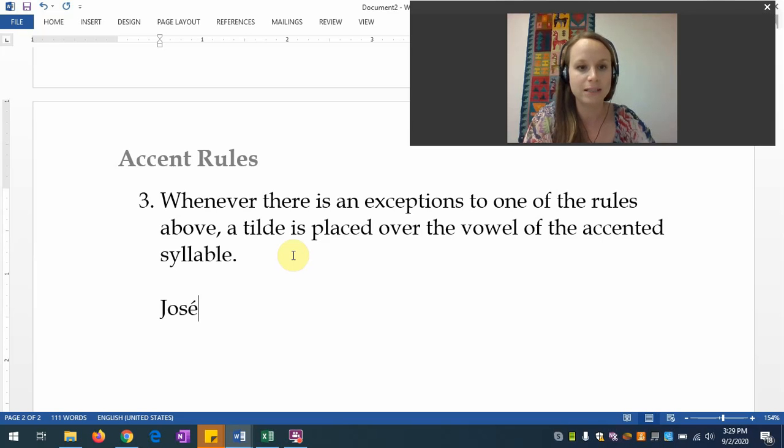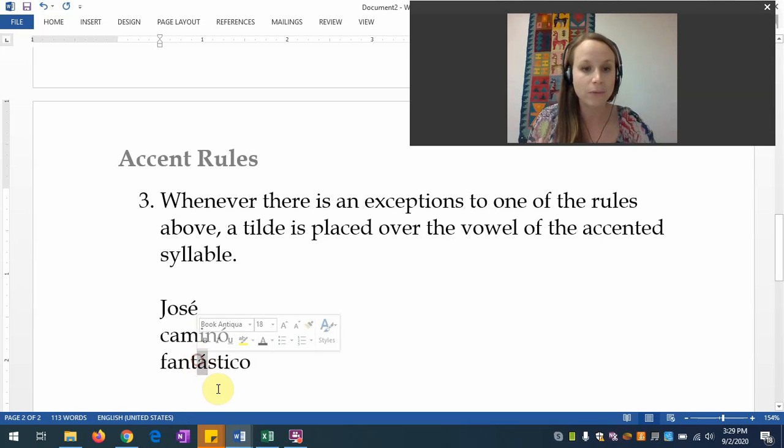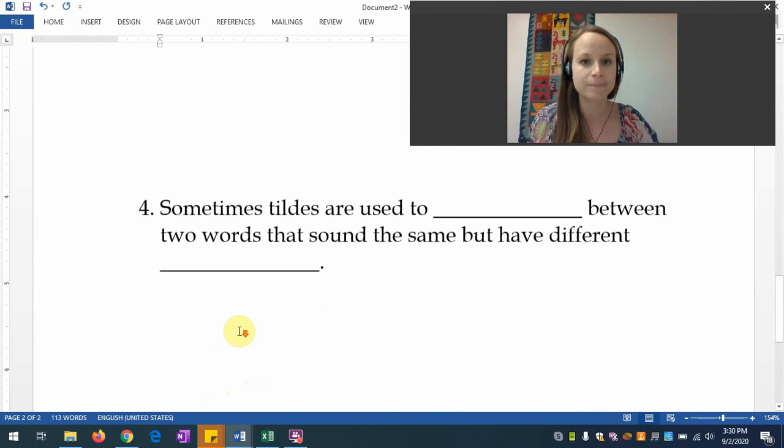So the name José would be an example. Any verb in the first or third person past tense, he or she walked, caminó. We're going to get our stress wherever the tilde falls. Any word that has a stress on the third from last syllable. Fantástico. Ooh, fantástico. Stress is on the third from last syllable, and we're going to get a tilde there. Fantástico. So this accent mark shows you where the stress is when it's not where it would have fallen without a tilde being there. On to rule 4.